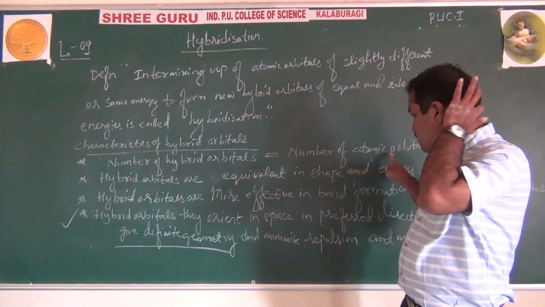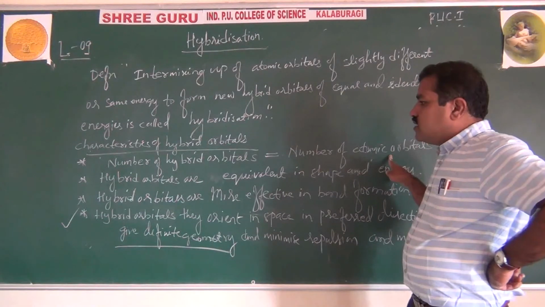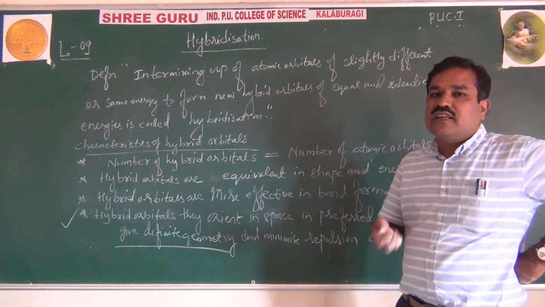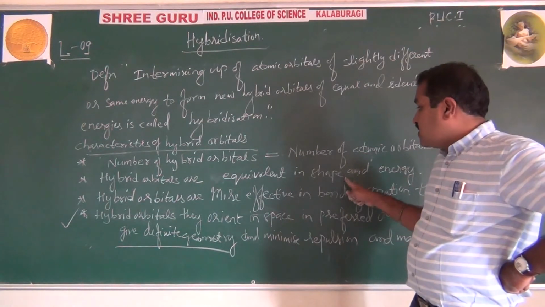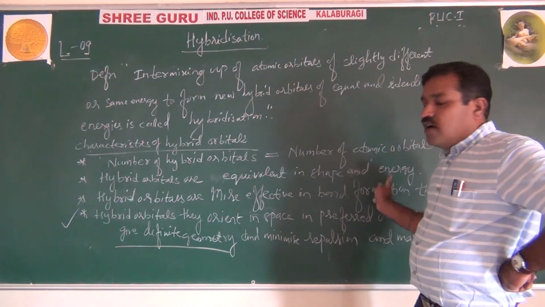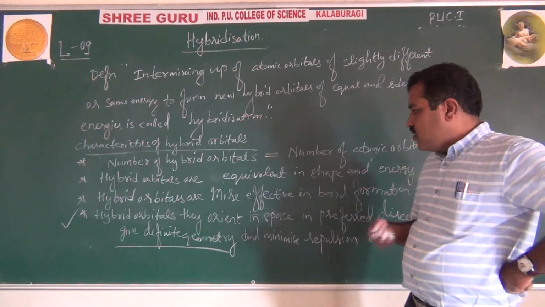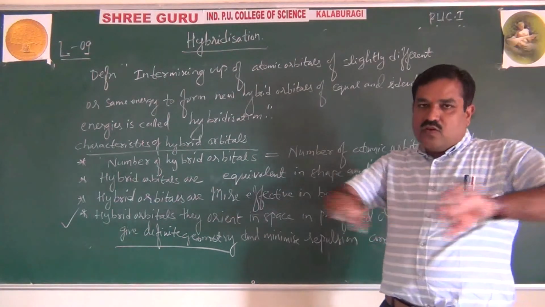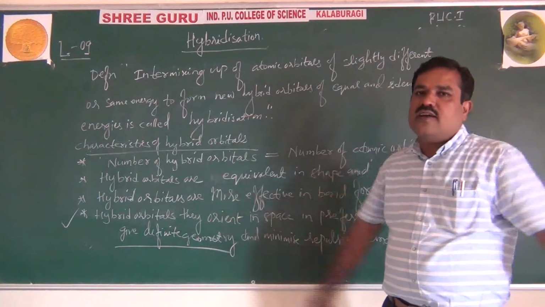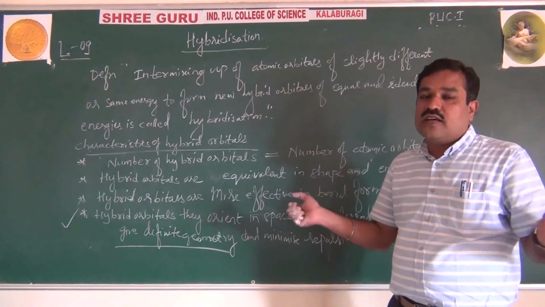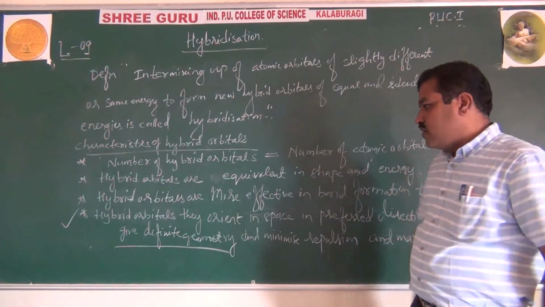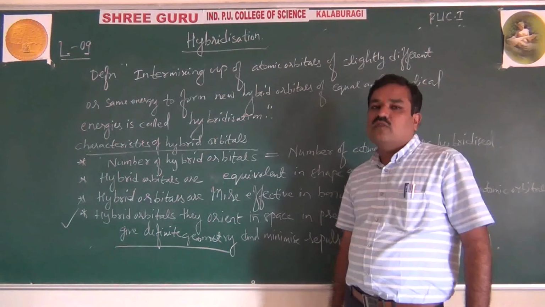Number of hybrid orbitals is equal to what? Number of atomic orbitals that will go in combination. And these hybrid orbitals are equivalent in their what? Shape and energy both. That means geometrical shape and energy. Then hybrid orbitals are more effective in bond formation than the pure atomic orbitals. And these hybrid orbitals will arrange in three-dimensional space in a preferred direction, so as to minimize repulsion, maximize stability, thereby giving what? Definite geometry to the molecule.